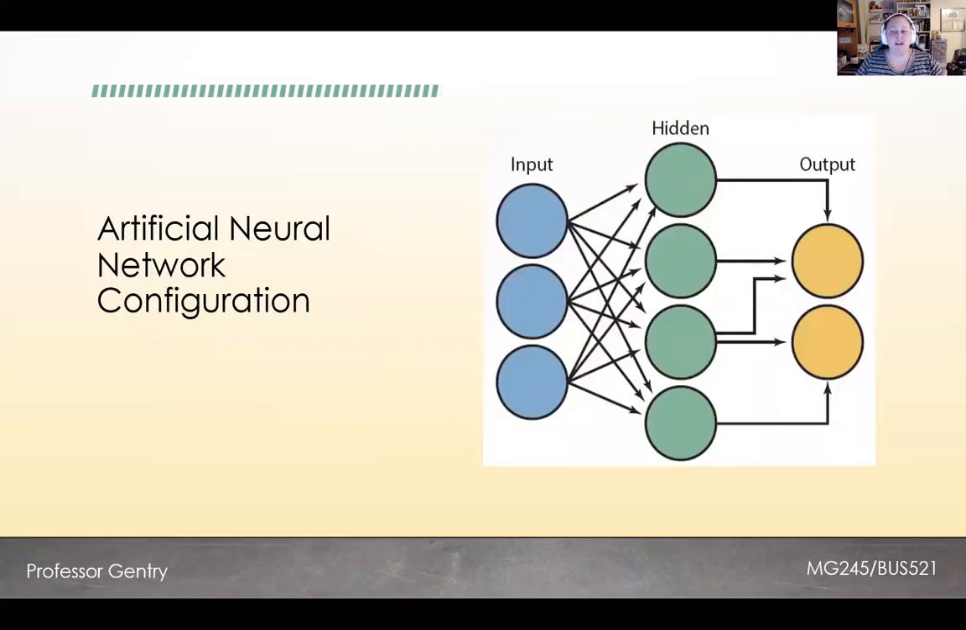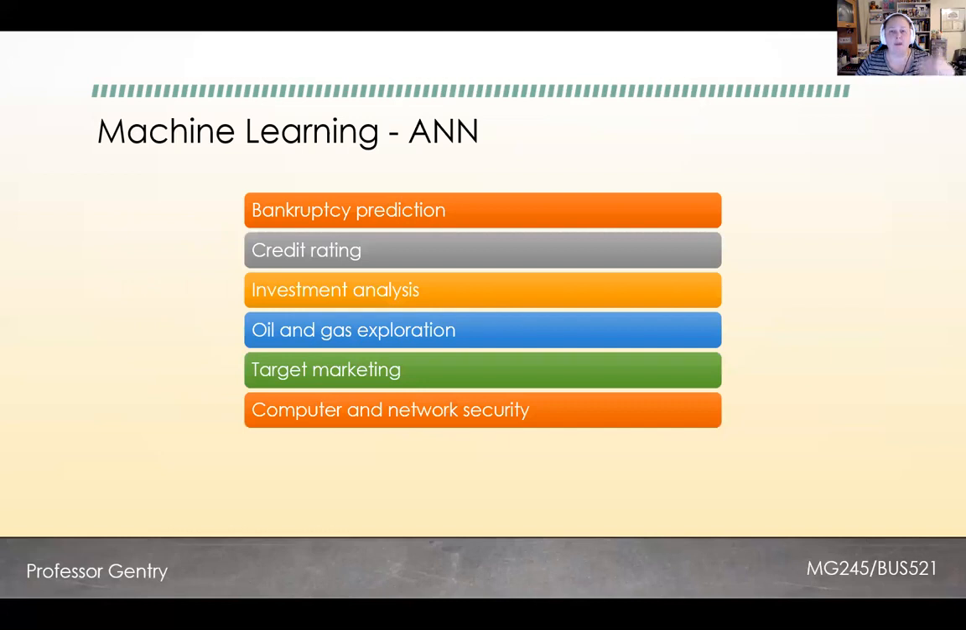Here you can see that your ANN has your input and output layers, and there's a hidden middle layer. Okay, this hidden middle layer is where that learning is going to take place. That hidden middle layer is going to be trained using past data to start developing those trends. All ANNs have to be trained, and you have to remember that when a network needs to be retrained, the ANN needs to be updated, okay? ANNs can be used for bankruptcy prediction, credit ratings, investment analysis, oil and gas exploration, target marketing, and computer and network security.